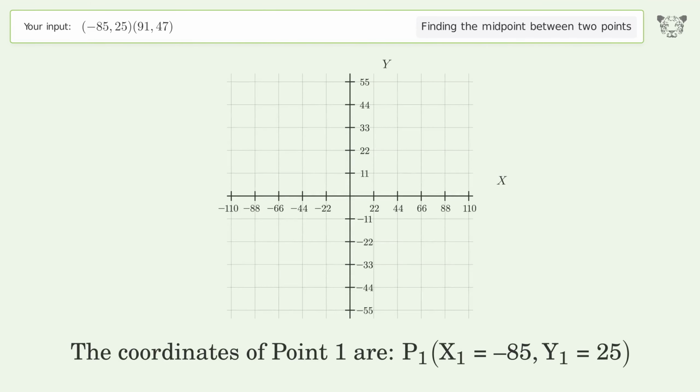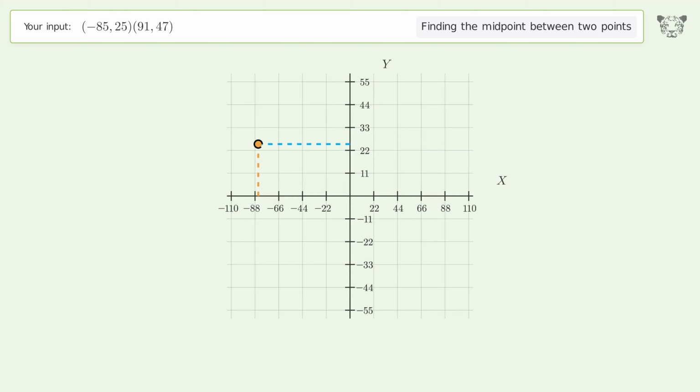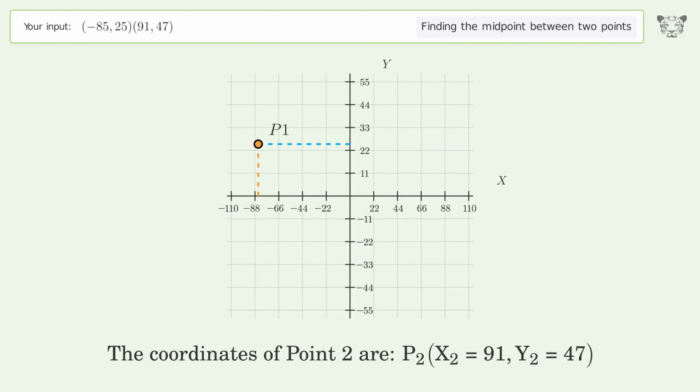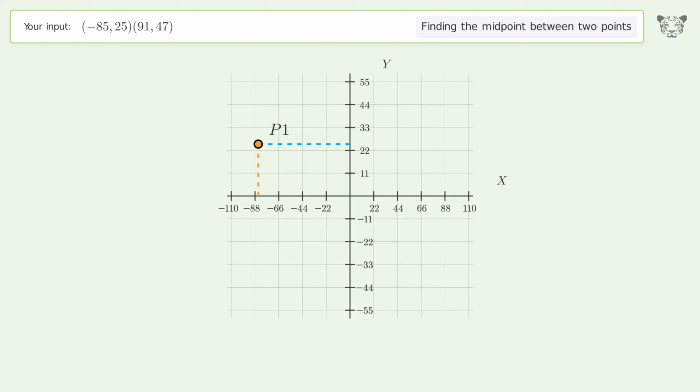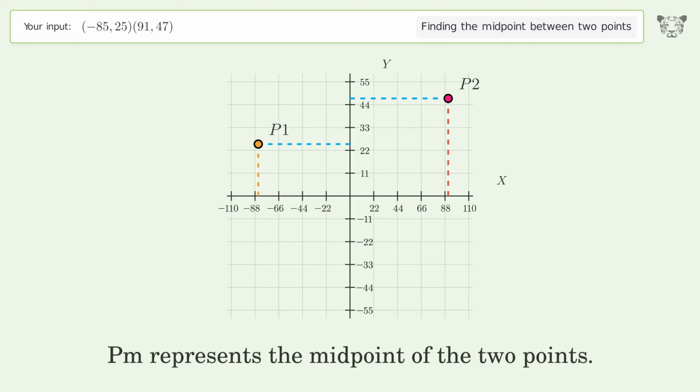The coordinates of point 1 are, x1 equals -85, y1 equals 25. The coordinates of point 2 are, x2 equals 91, y2 equals 47. PM represents the midpoint of the 2 points.